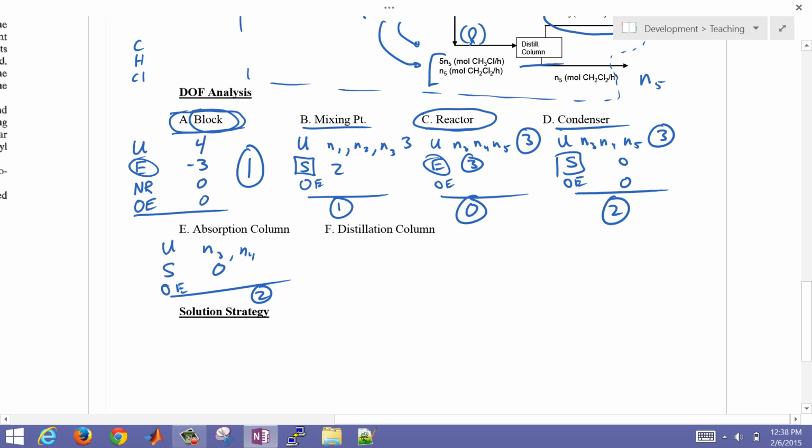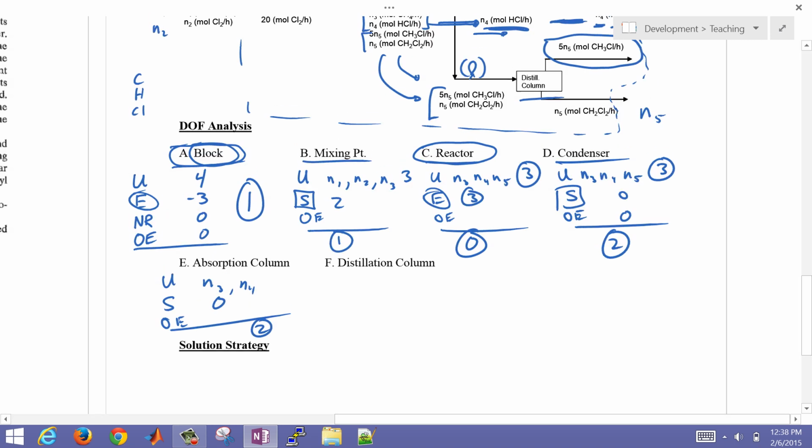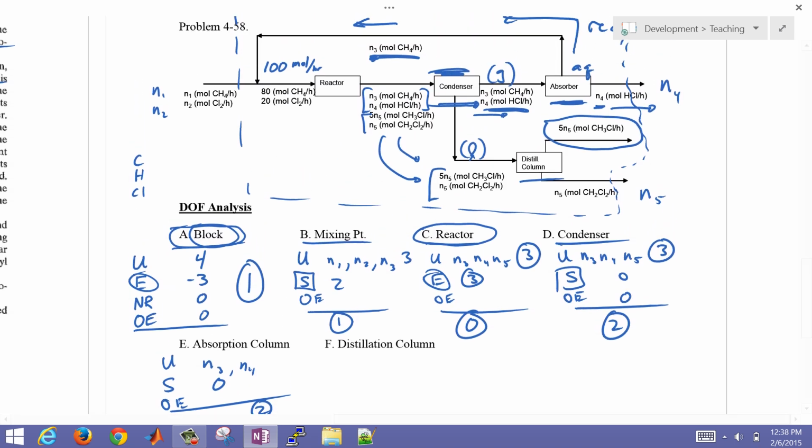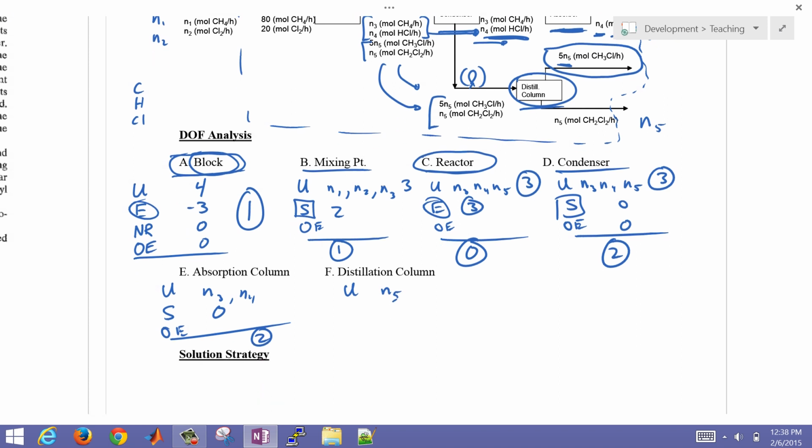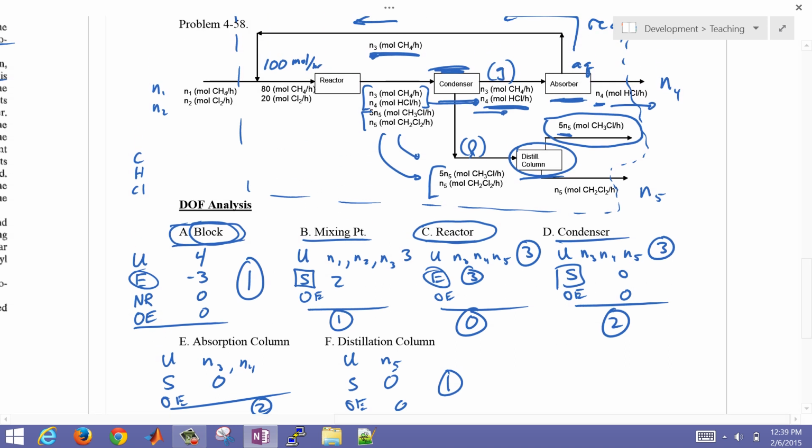So let's go to the distillation column now. In the distillation column, we really only have one variable right here, which is N5. There's our distillation column. Now, species balances, how many we have. Again, it's going to be 0, and then other equations are going to be 0. So 1 degree of freedom around the distillation column. So what is the strategy then for solving this?